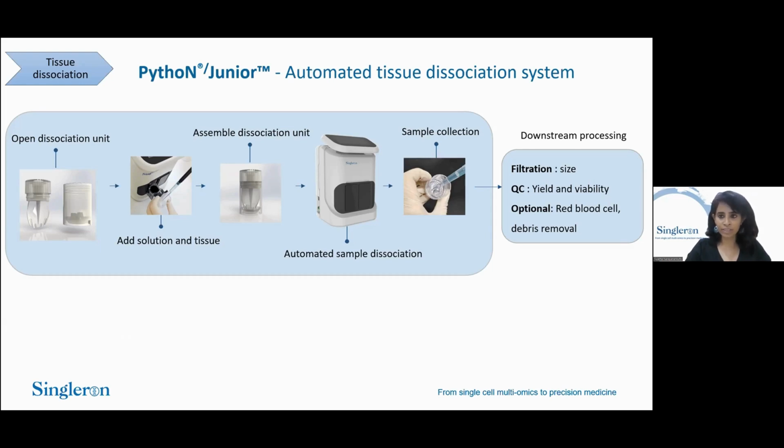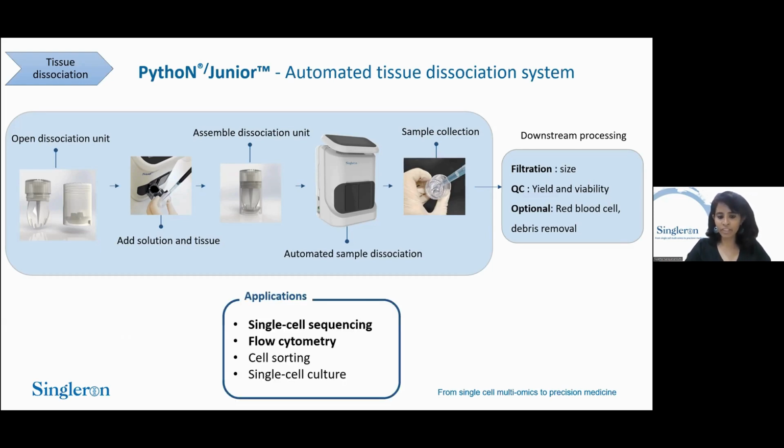But this dissociation system has varied applications. Single cell sequencing is what I will focus on in this part of the webinar. Another very important application is flow cytometry, which is what Dr. Ma will be covering in the second part of this talk. And he will cover where they have actually processed lung cancer samples using our dissociation system to test and develop a 20-color flow cytometry panel.